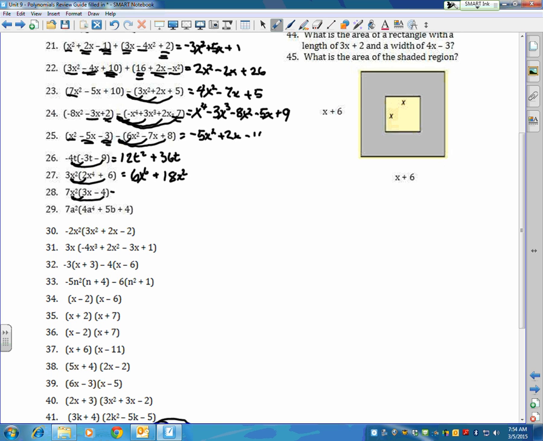Okay, so let's do the distribution here. That would be 21x to the third minus 28x squared. Okay, this one, I'm going to distribute the 7a squared to everything.